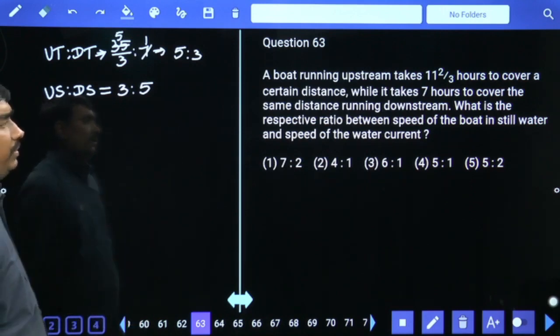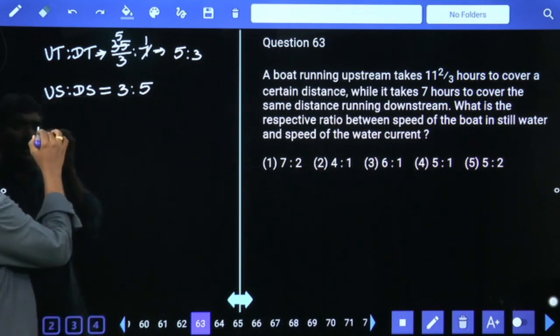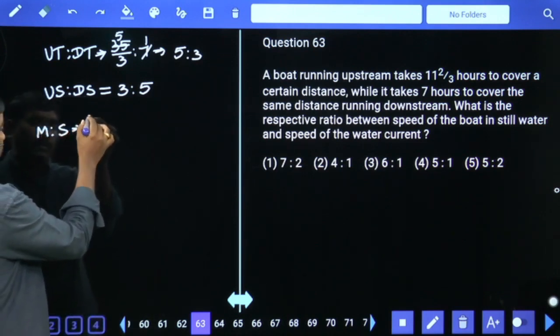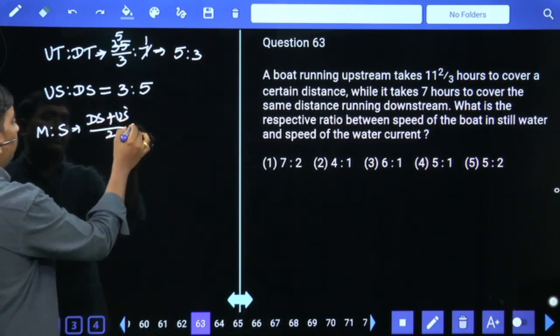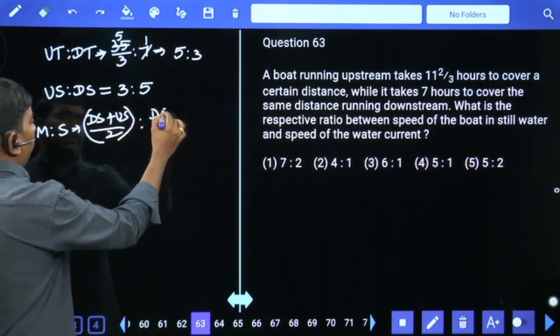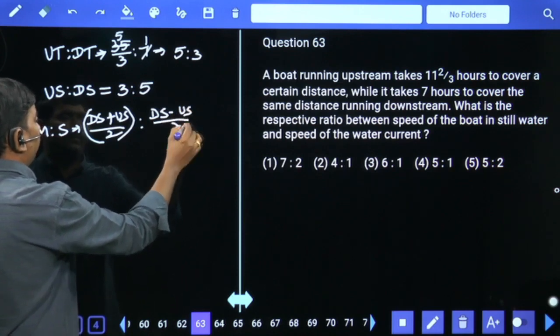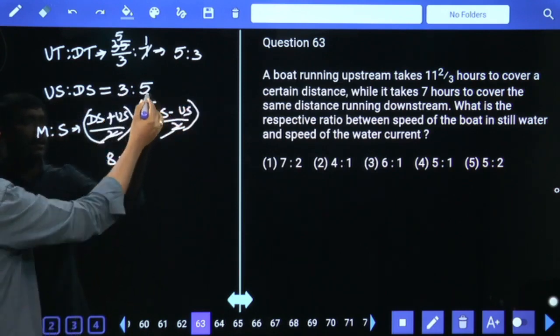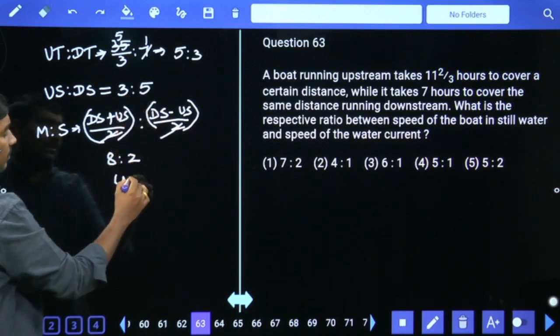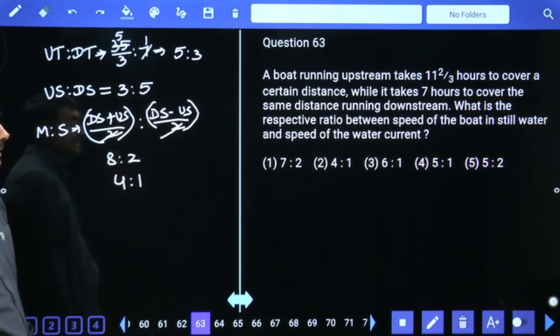What is the respective ratio between the speed of the boat in still water and the speed of the water current? M and S. M means downstream plus upstream by 2, S means downstream minus upstream by 2. 2 will get cancelled. 5 plus 3, 8 parts. 5 minus 3, 2 parts. 4:1 is the answer.